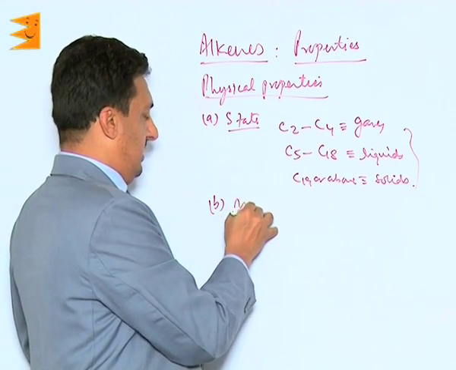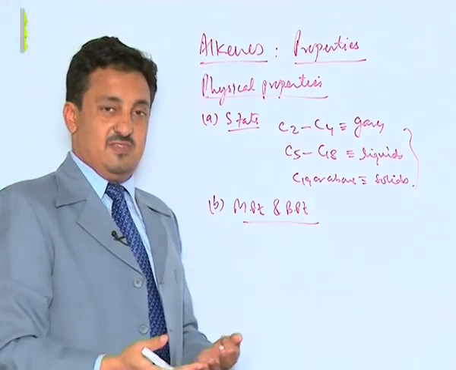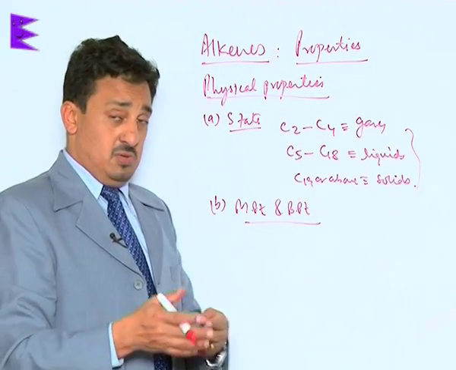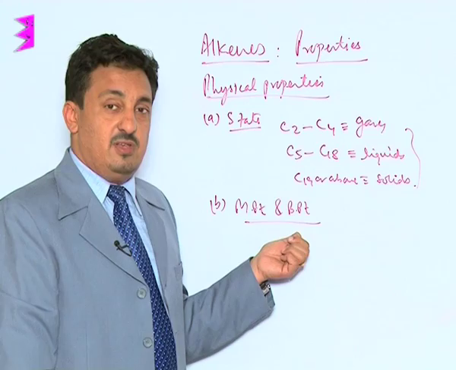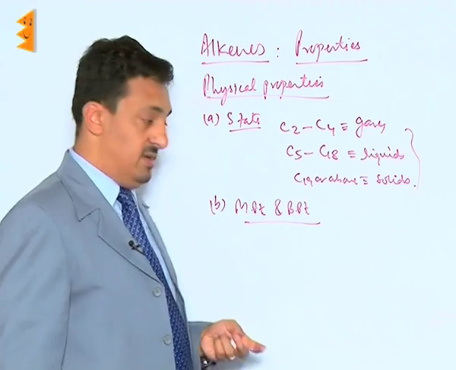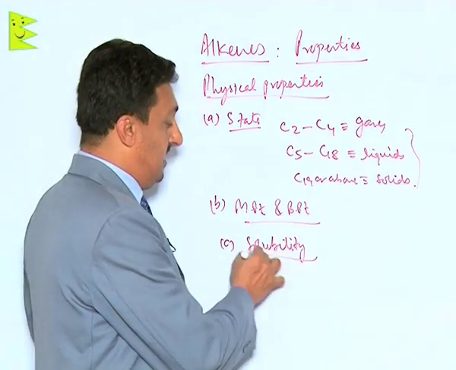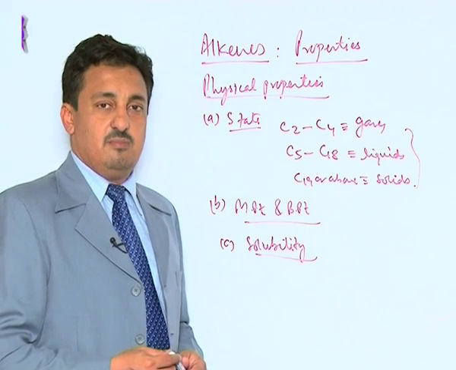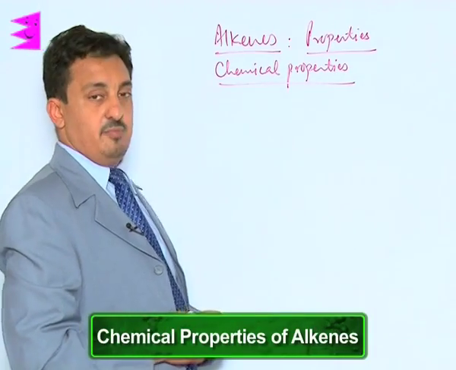Then their melting point and boiling point follow a very similar trend to what we have seen in the case of alkanes. It increases with the increase in the number of carbon atoms, and as such they don't show much variation. The only difference is, as I have already discussed, that their melting points and boiling points differ due to their geometrical isomerism between cis and trans, and because of their dipole moment. Then we have solubility, again very similar to alkanes. They are insoluble in polar media like water, and they are soluble in non-polar organic solvents like benzene, CCl4, etc. Then let us see their chemical properties.